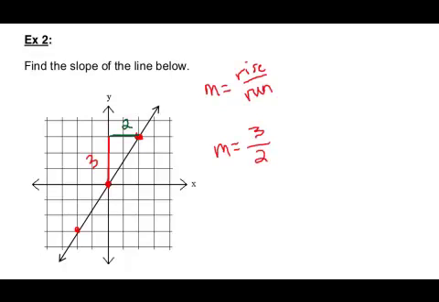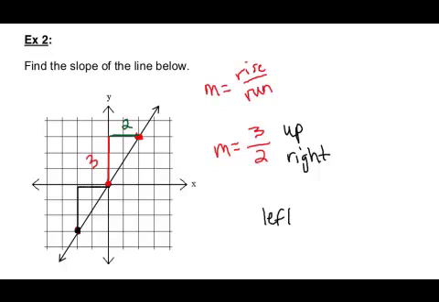Now we could have started from the point -2, -3, which is down here. Again, we'd still have to go up 3 and over 2 to get to the next point. So wherever you find 2 points, your slope should be the same for each of those points. So again, we go up 3, which is our rise, and to the right 2, which is our run. We went up and we went to the right, so we know that they're both positive.